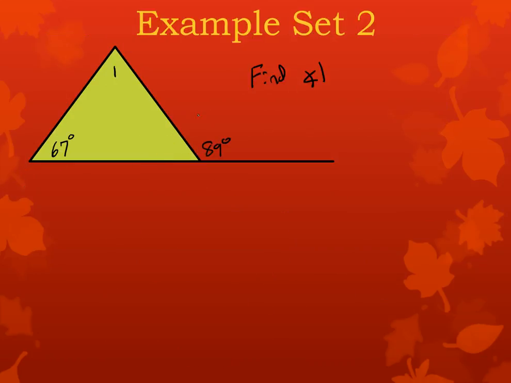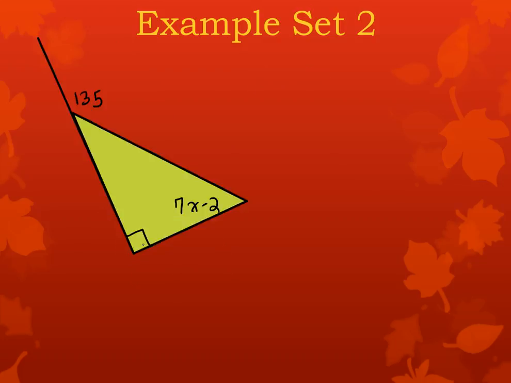So let's use that. We want to find angle 1 in this diagram, which is this right here. This is not 1 degree. Degrees will be signified with this little 0 in the superscript position. So if I want to find angle 1, well, these are my two remote interiors. 67 plus angle 1 equals my exterior angle, 89. I subtract 67 from both sides. Angle 1 is equal to 22 degrees. Very straightforward, very easy.